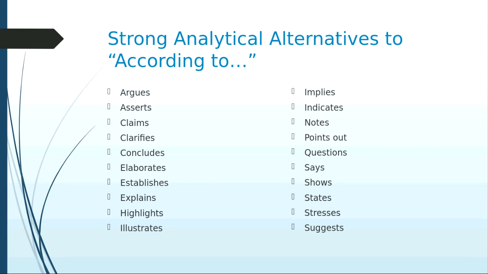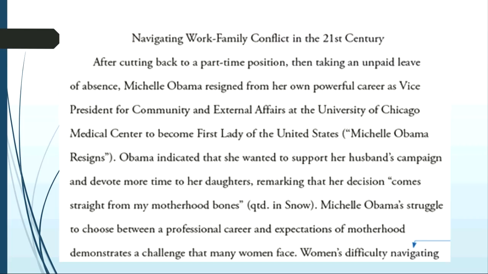Now here's an example of sort of the use of both tenses from Pena's Navigating. She starts with an anecdote, which is just a short illustrative story. So that would be past tense. But then note she shifts to present tense down near the bottom. "Michelle Obama's struggle to choose between a professional career and so on demonstrates a challenge many women face." So it's not just in the source citation that we see the strong verbs, it's also in the analytical verbs, it's also in your own text.